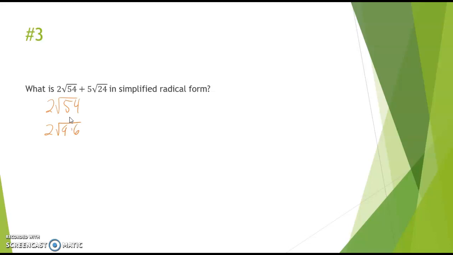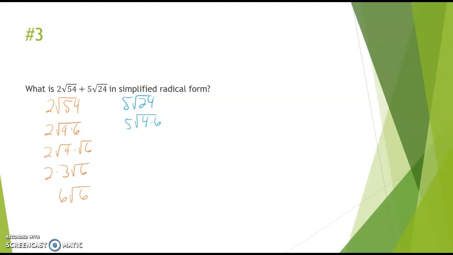So the square root of 9, I'm just going to rewrite this: square root of 9 times square root of 6. Square root of 9 gives me 3. So I've got 2 times 3, square root of 6, which then gives me 6 square root of 6. All right, I'm going to see if I can simplify my 5 square root of 24. Once again, I'm going to use perfect squares. I know that 4 goes into 24.